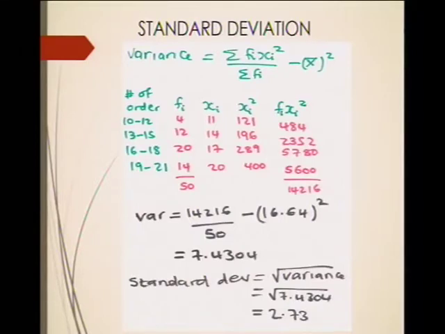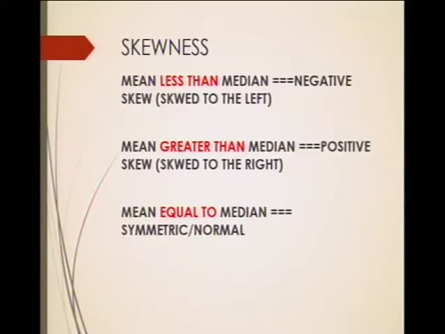You say 14,216 divided by 50, you also get the answer, minus the other answer that you got earlier. Then it will give you 7.43. Then the standard deviation is just the square root of the variance, and that is 2.73.